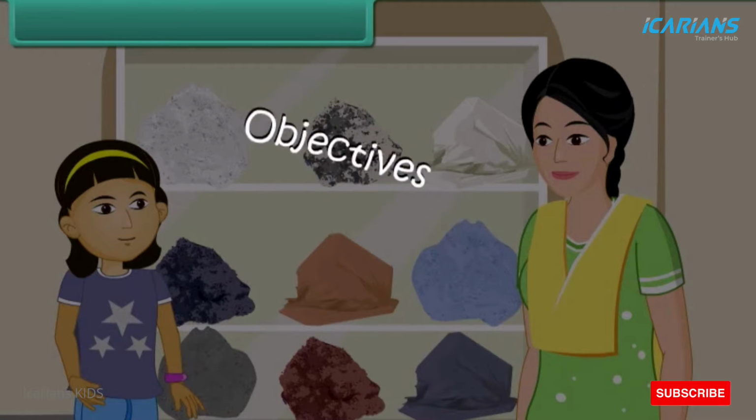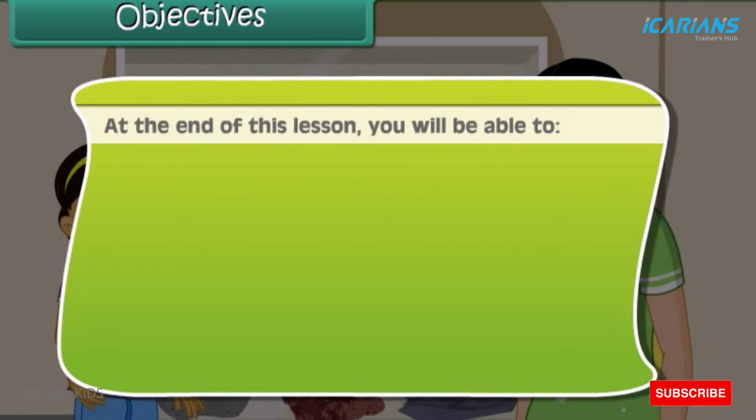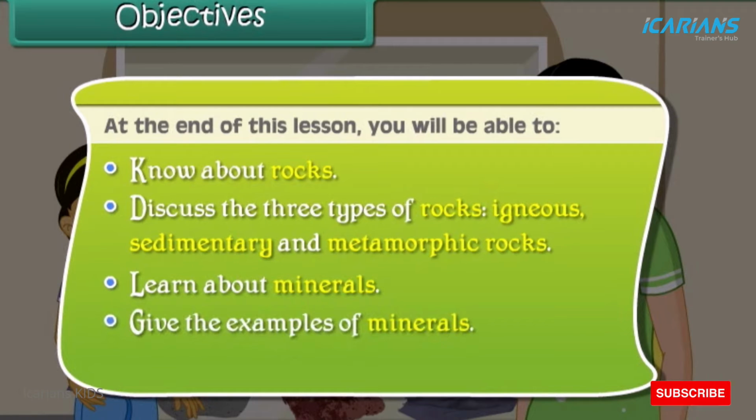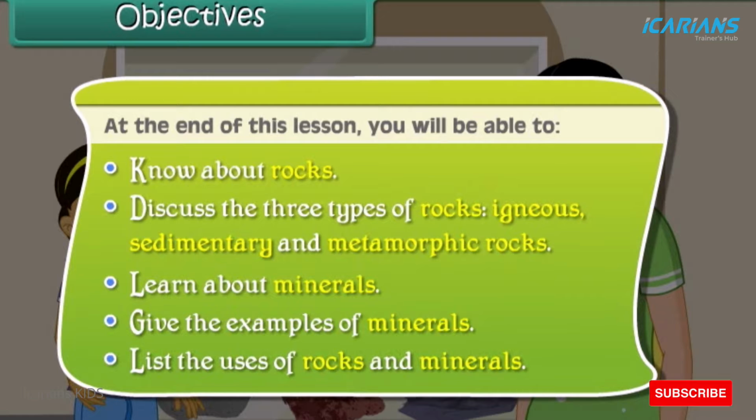Objectives. At the end of this lesson, you'll be able to know about rocks, discuss the three types of rocks: igneous, sedimentary, and metamorphic rocks. Learn about minerals, give the examples of minerals, list the uses of rocks and minerals.